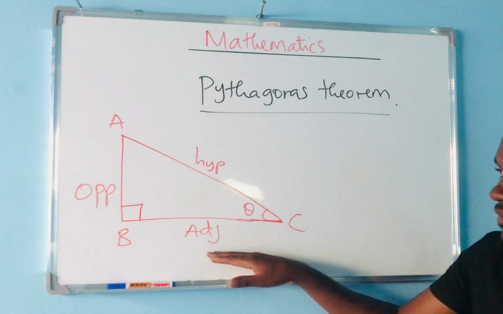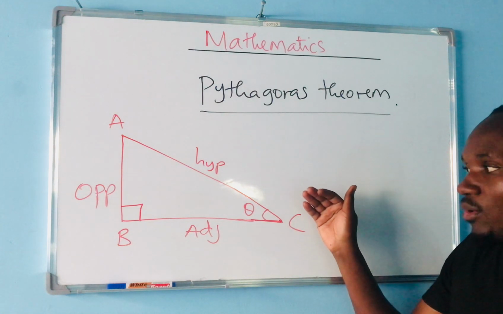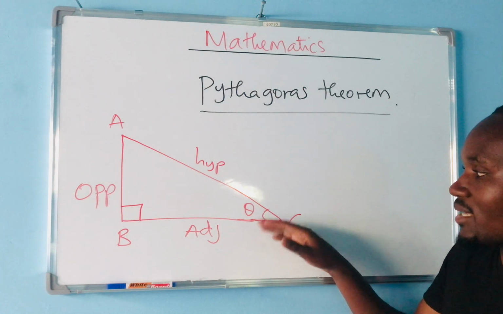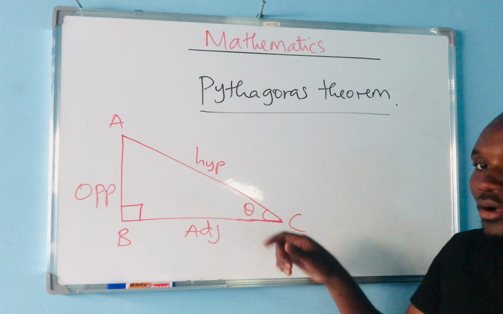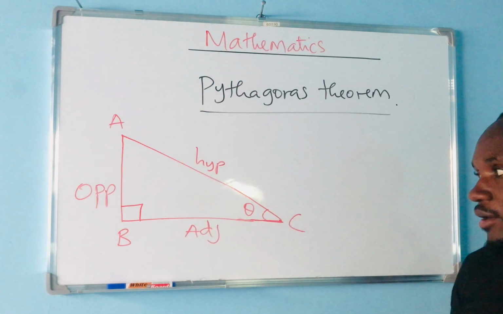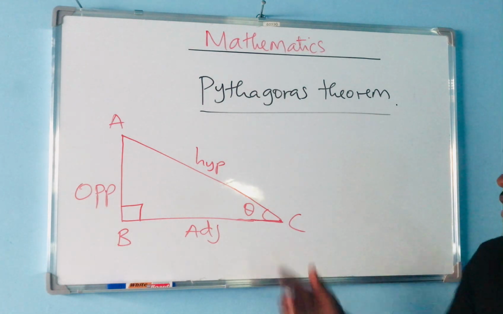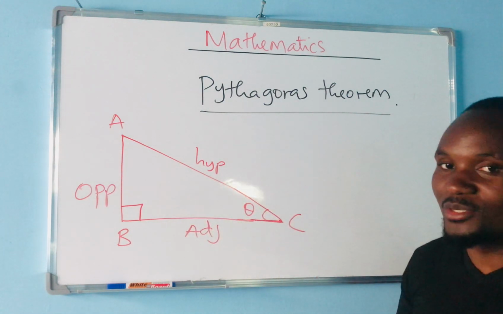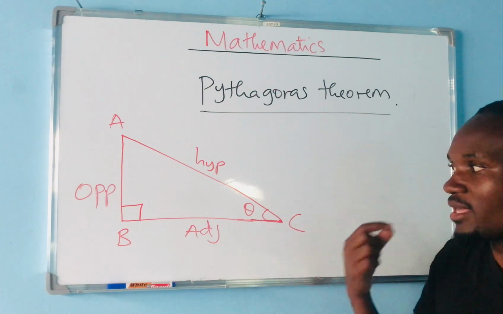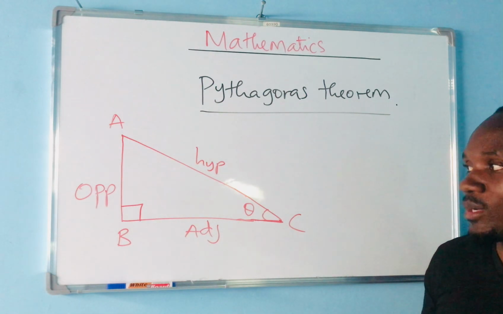Then we have the adjacent. The adjacent is the side that is attached to the angle and to the right angle. Basically, the adjacent is the side that is attached to the angle that you are dealing with, inside the right angle triangle. So it's very important that given a question that involves a right angle triangle, the first thing you want to do is to identify the sides, because the sides will help you to find the value, the length of the side that you want to find.